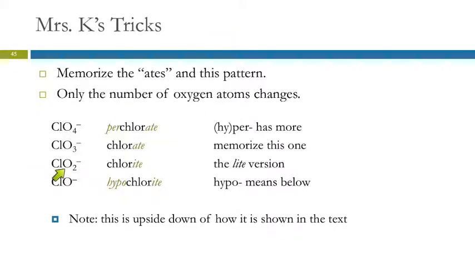If we take away one oxygen from chlorate, this is the light version. Bud Light has 1/3 fewer calories than regular Budweiser, right? Chlorite has 1/3 fewer oxygens than regular chlorate. It's the light version. And then hypo is below chlorite, it's one less. And just to note, this is upside down from how it's shown in the textbook. It's correct both places. I just think of up as being more. So I like to put perchlorate on the top instead of on the bottom. Any questions?